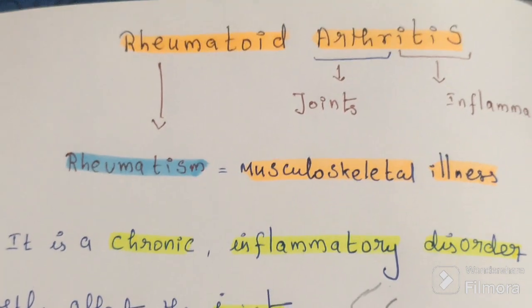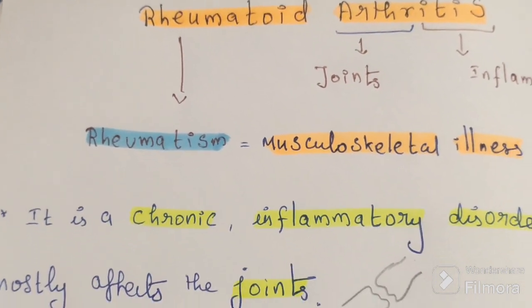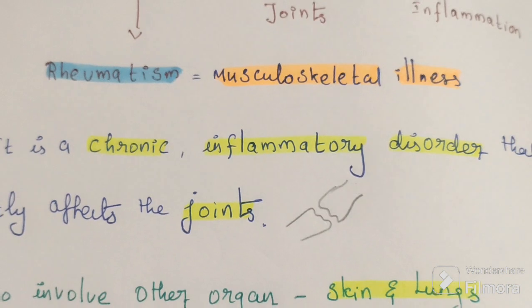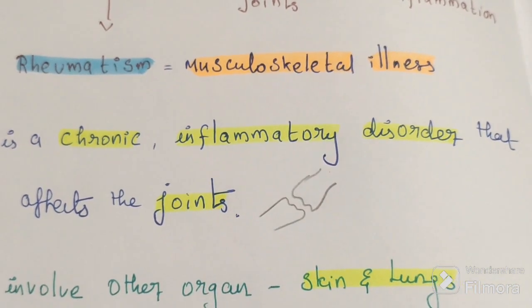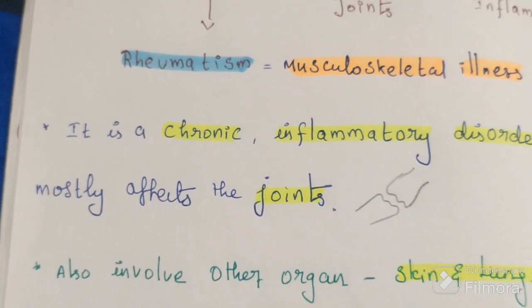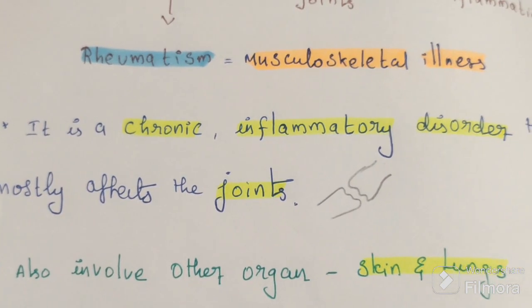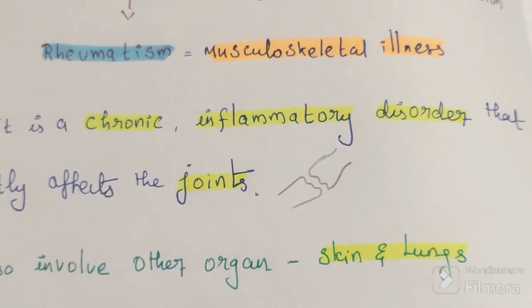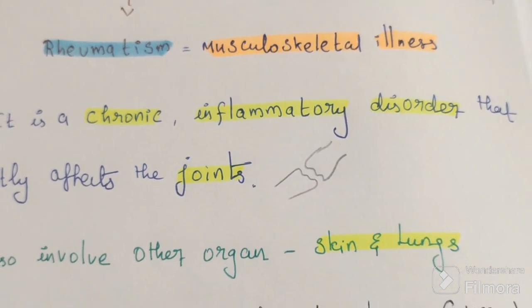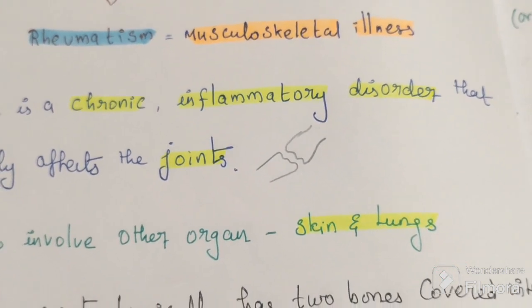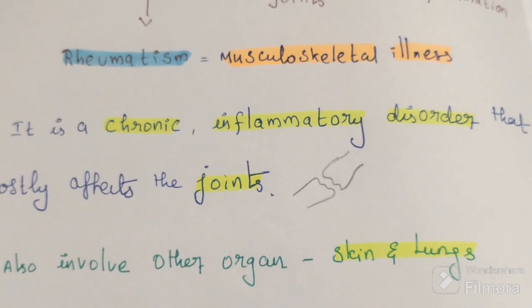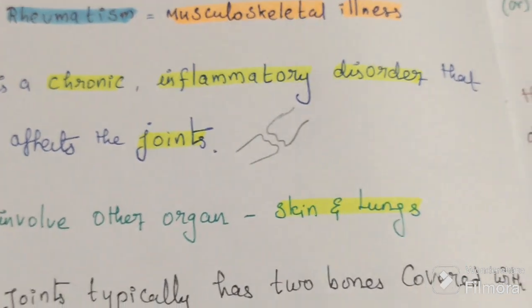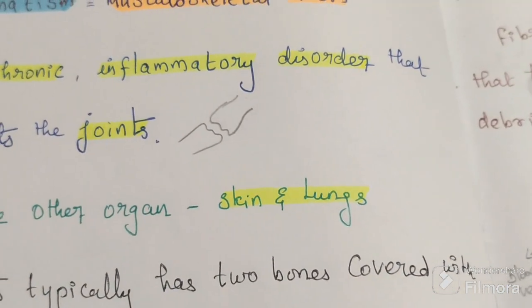So rheumatoid arthritis is a chronic inflammatory disorder that mostly affects the joints but can also involve other organ systems like skin and lungs as well. So this one mainly affects joints. It also affects skin and lungs.